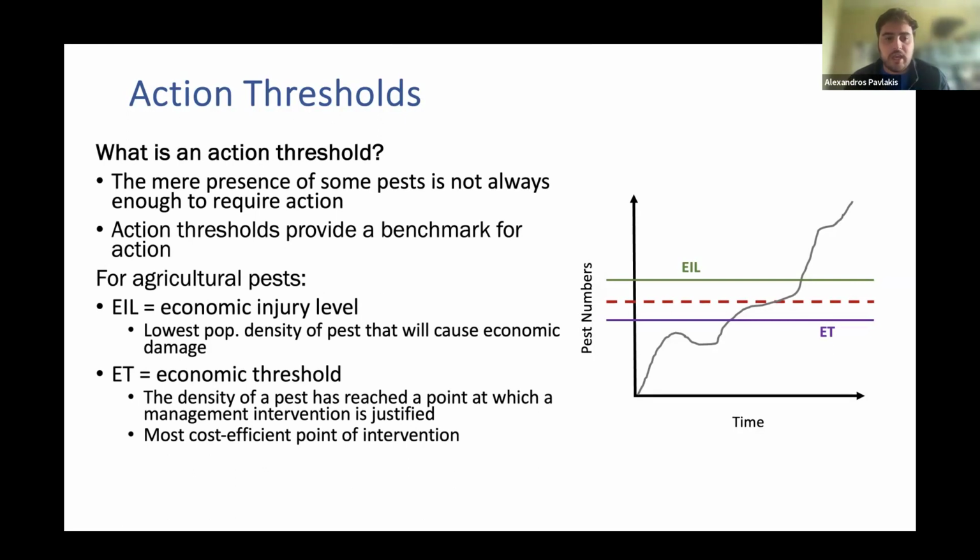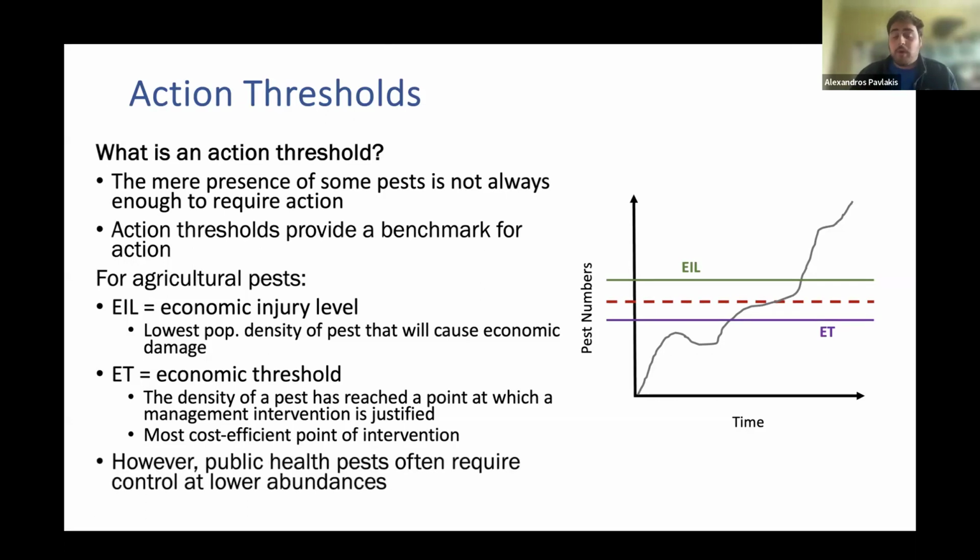EIL is economic injury level, and this is going to be the lowest population density of a pest that will cause economic damage. The economic threshold is going to be the density of pests that has reached a point where using a control or an intervention is justified. So this is going to be the most cost-efficient point of intervention. And while this is really good in the agricultural sense, public health pests often require control at a lower abundance, right?